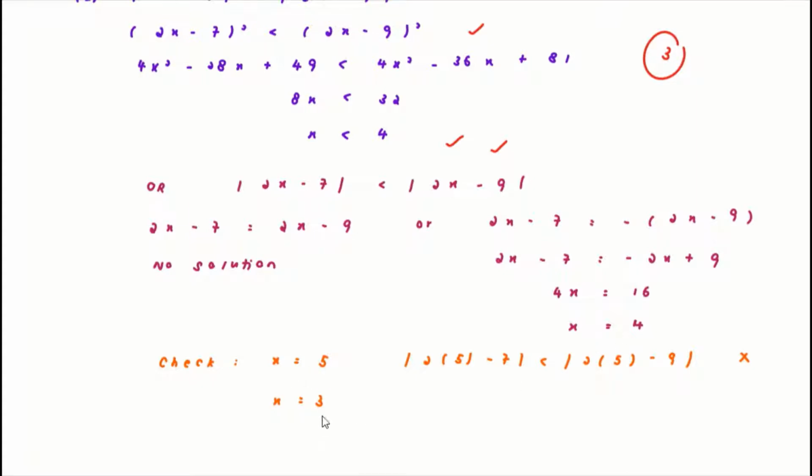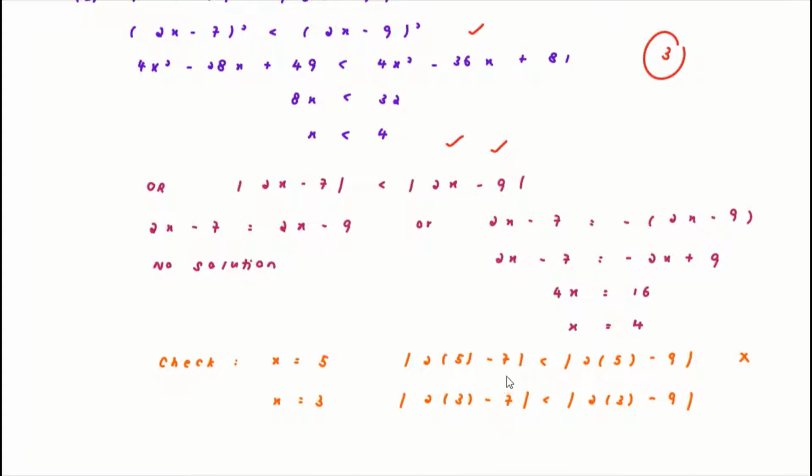Then you check 3, which means modulus 2(3) minus 7 lesser than modulus 2(3) minus 9. In this case, what you can see here is 2 times 3, you get 6, so negative 1.